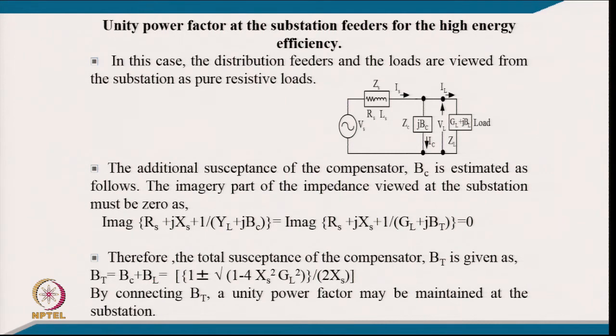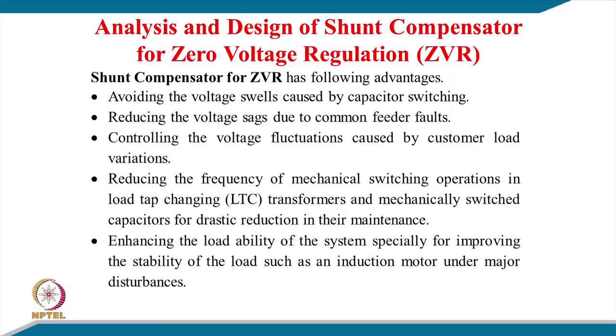So, when we solve this equation, typically we get BT equal to 1 plus minus under root 1 minus 4 XS square into GL square, upon 2 XS. By connecting this BT, unity power factor may be maintained at the substation, and this value will certainly be a little larger than the BL you have. Now, there is another condition, the design of a shunt compensator for 0 voltage regulation.